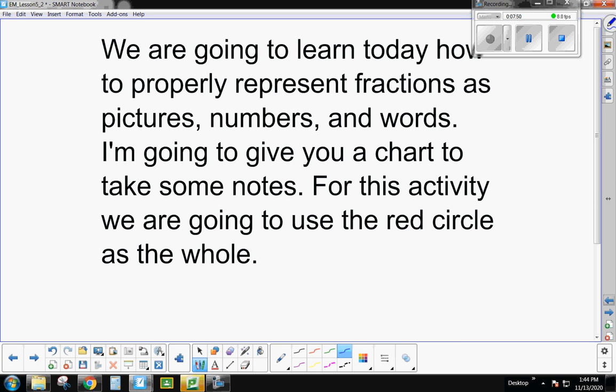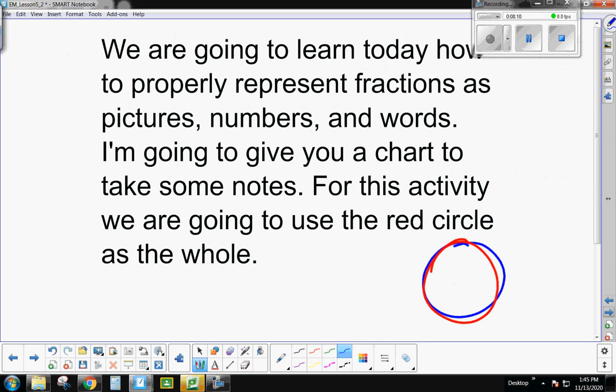And for this activity, we're going to be using the red circle as the whole every single time. So as we're talking about fractions, always keep in mind that red fraction circle. That is going to be your whole. I guess I should have used red ink, shouldn't I? The red fraction circle. All right.